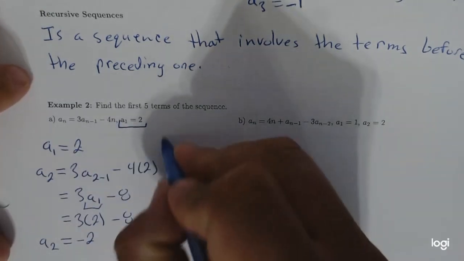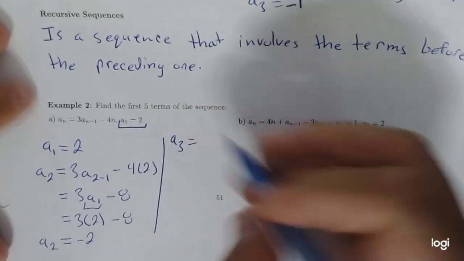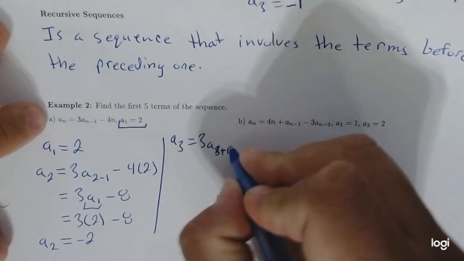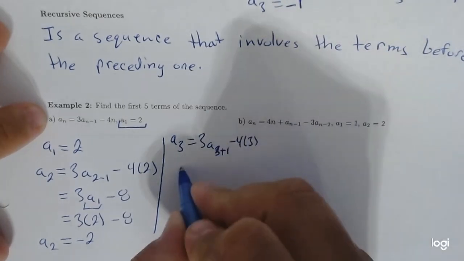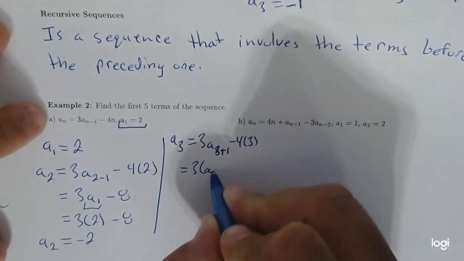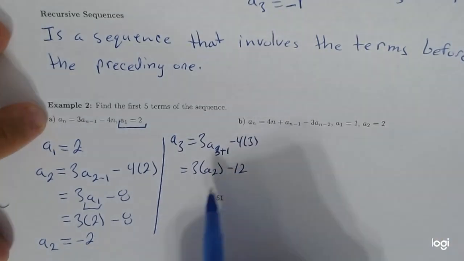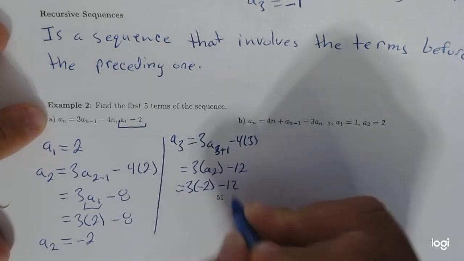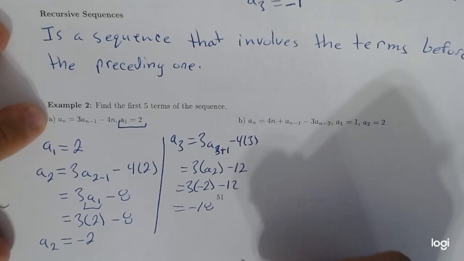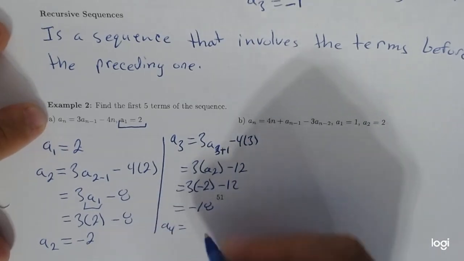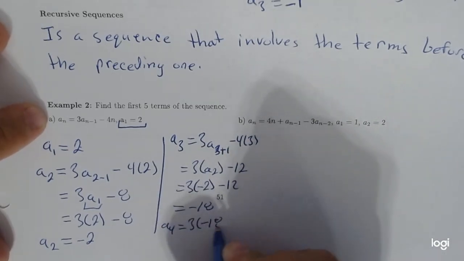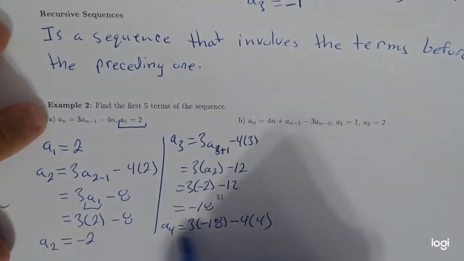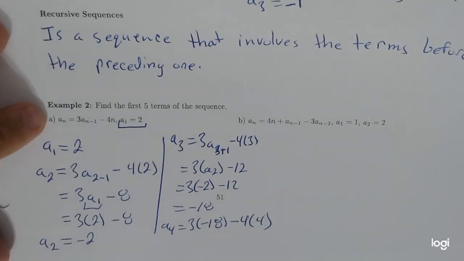Okay, and we keep going. So a sub 3 is going to be 3 a sub (3 minus 1) minus 4 times 3. So this is going to be 3 times a sub 2 minus 12, and a sub 2 was negative 2. This is 3 times negative 2 minus 12, so it'll be negative 18, and it goes on from there. So a sub 4 would be 3 times negative 18 minus 4 times 4, and then a sub 5 will be 3 times whatever, and this ends up being itself.